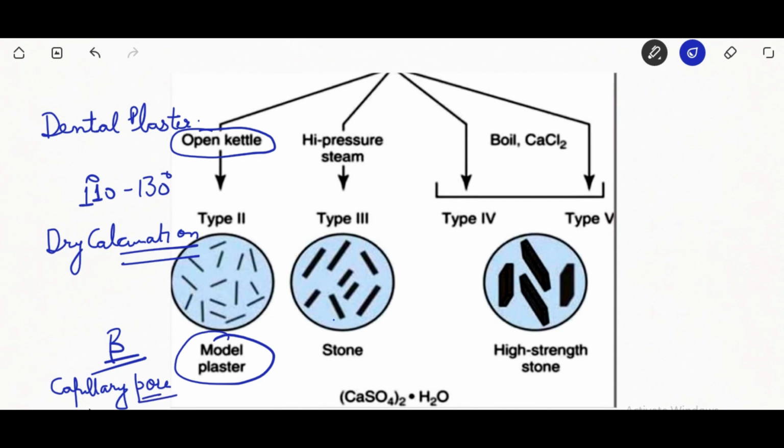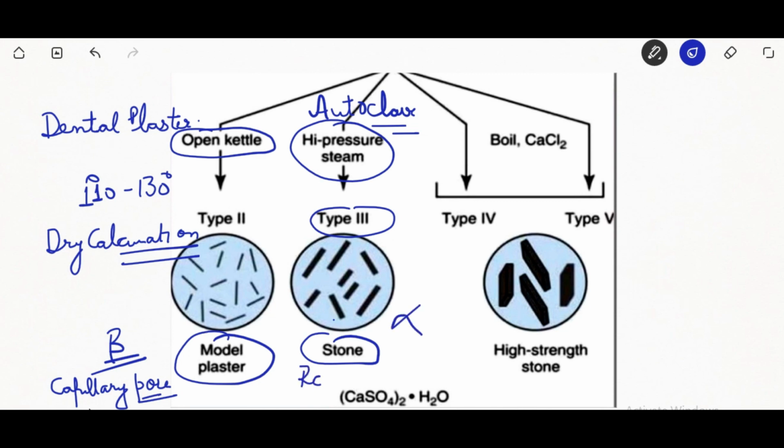How do we manufacture the dental stone? The gypsum is calcined under steam pressure in an autoclave at 120 to 130 degrees Celsius for 5 to 7 hours. The product formed here will be much stronger and harder than the beta hemihydrate. How do the crystals of dental stone look? They will be in the form of rods and prisms.